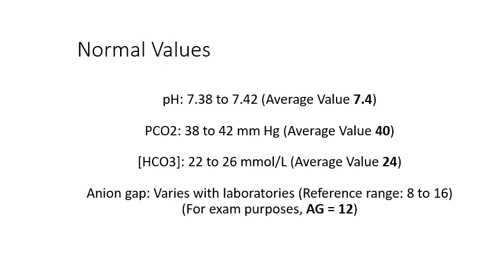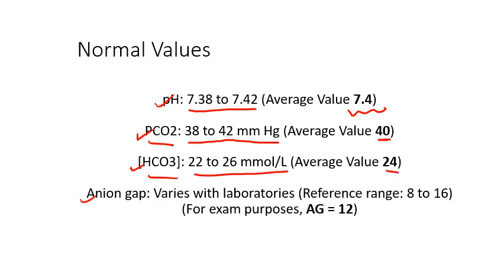While looking at the acid-base disorders, we are mainly going to look at four values. Number one is pH, number two is PCO2, that is partial pressure of carbon dioxide in the arterial blood, then bicarb concentration, and the anion gap. The normal range of pH is from 7.38 to 7.42, with the average value for question purposes being 7.4. Normal range of PCO2 is 38 to 42 millimeters of mercury, with the average value being 40. The normal range of bicarb is between 22 to 26, with average value being 24.